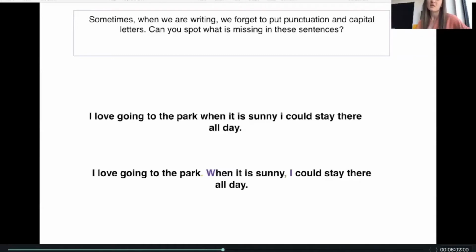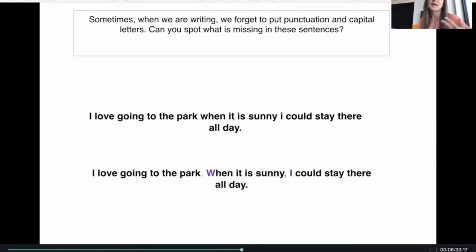And then, well, you could do it either way, actually. Then you could put a full stop there and say, I could stay there all day. Or you could say, I love going to the park, full stop, capital letter for a W, when it's sunny, comma, I could stay there all day. Because when it's sunny is obviously a fronted adverbial. And you've punctuated that correctly. And I've also capitalized the I because it's referring to me. So either one of those corrections would be correct.